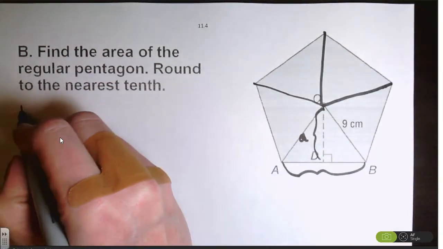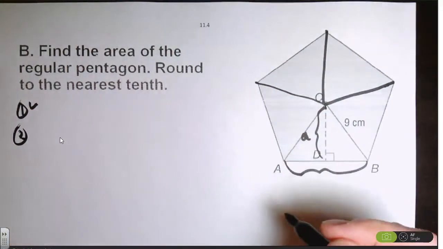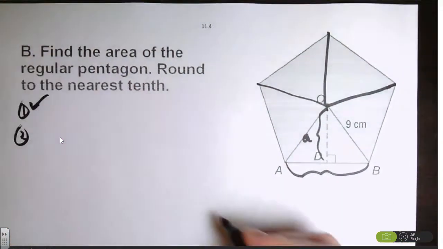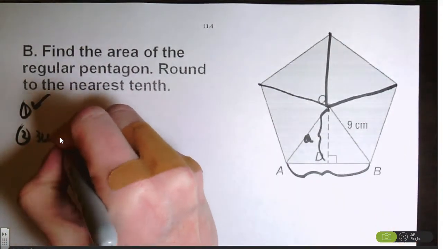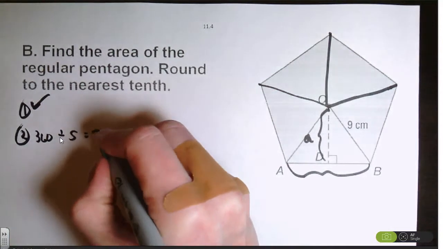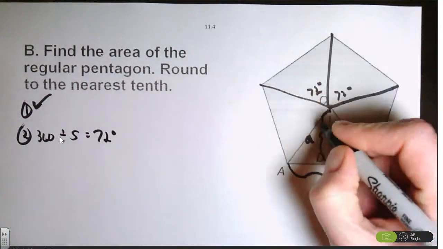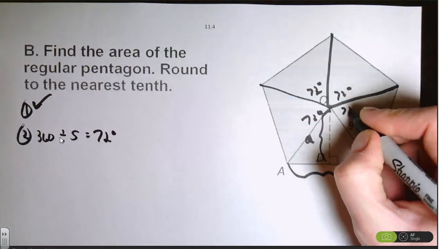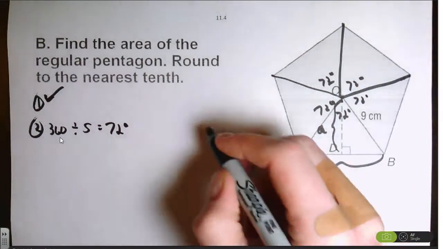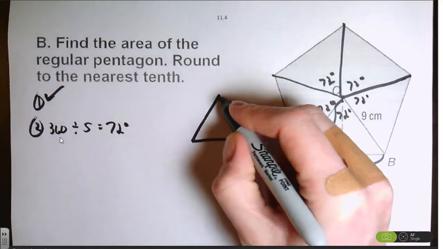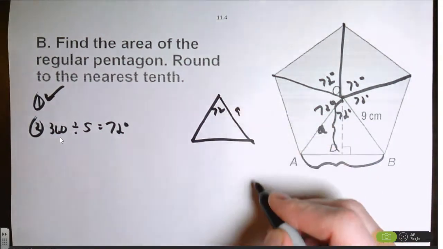So step one, I created the triangles. Done. Step two, okay, that's a check mark, by the way, step two then is to figure out the angles. Well, there's 360 degrees total. There's 5 of them. That's 72 degrees. So 72 degrees, 72 degrees, 72 degrees, 72 degrees, 72 degrees. Now, if I draw one of those triangles out, this is 72, this is 9.